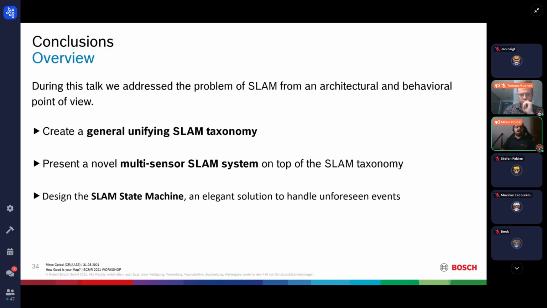So we talked about SLAM architecture and behaviors. We understood how to generalize the SLAM taxonomy. A unified architecture was presented, also a multi-sensor SLAM standardization, and in the end, we also showed this SLAM state machine that could be an elegant solution to handle unforeseen events.